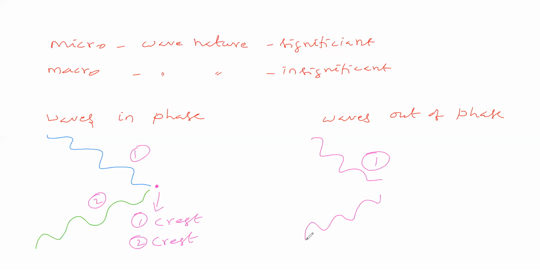Suppose at the meeting point, this is wave number 1 and this is wave number 2. They are meeting at this point. When they meet, suppose wave number 1 is making a crest while wave number 2 is making a trough. So when two waves meet at this point, while one wave is in crest form and another wave is in trough form, then we can say the waves are out of phase.